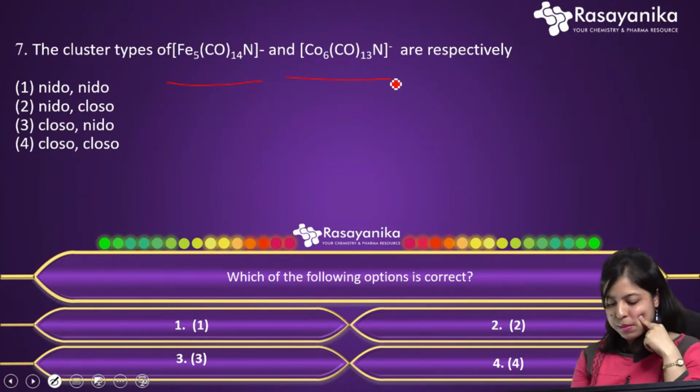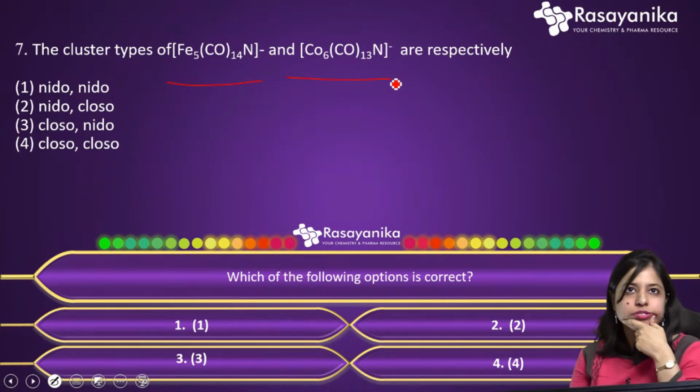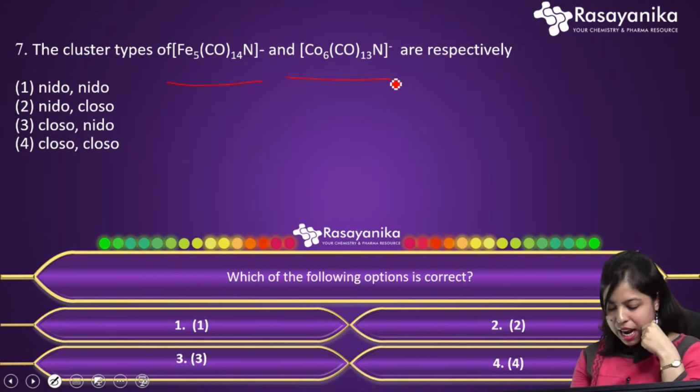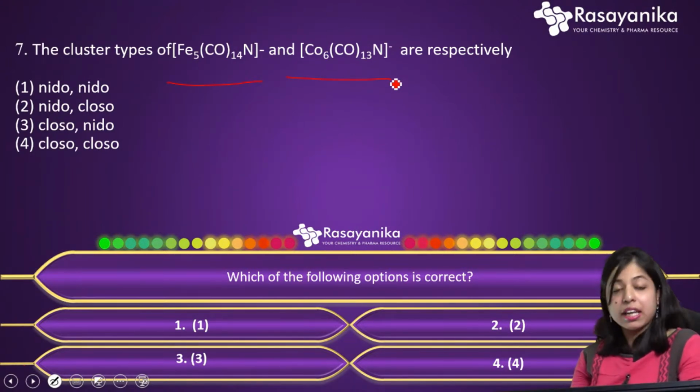Papri, yes, ma'am, you're getting my point. Okay, good. So, which is the correct option? It's very interesting and very important, actually. Gayatri, the first one is nido, that is both are nido. Gayatri is answering that option A is the correct option. Anyone else?